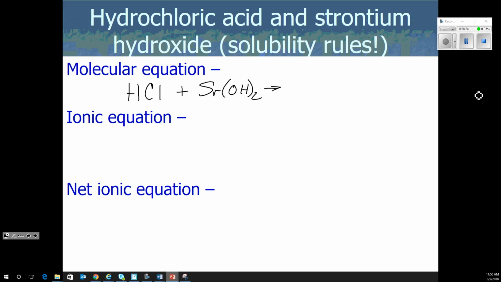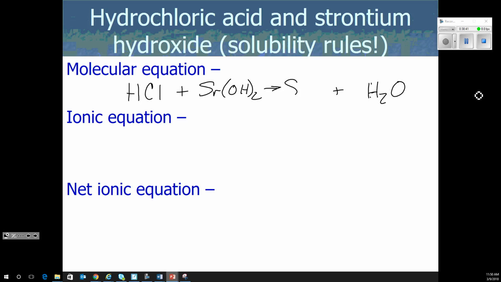SrOH2. Then we do OI, which is outsides and insides together. So outsides would be water, right? H and OH make water. Plus, I should leave some room in front of that so we can balance. The insides are going to go together.